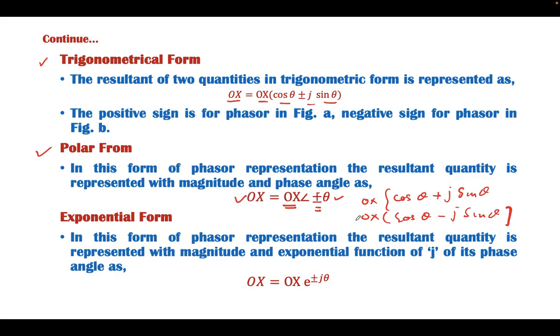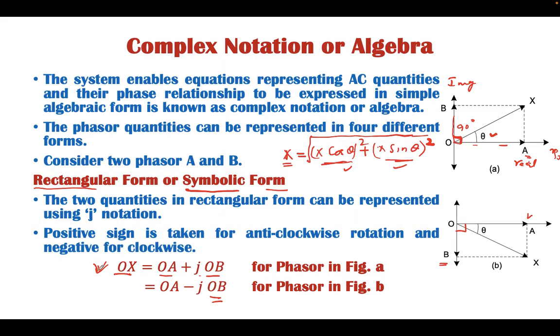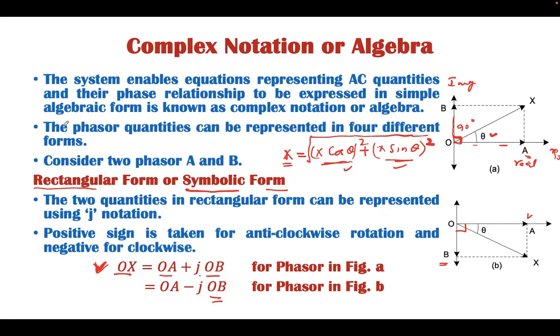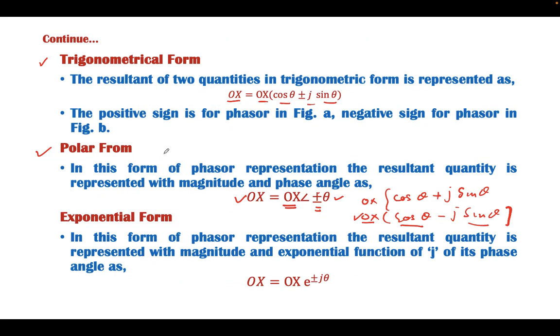This is the polar form, and this polar form is now converted into trigonometrical form. Putting the values of cos of theta and sine of theta and then multiplying by OX, this quantity will become in the form of real and imaginary, and that will be the same as this rectangular form. Hence the trigonometrical form, polar form, and rectangular form are nothing but different representations of an AC quantity in the complex system.